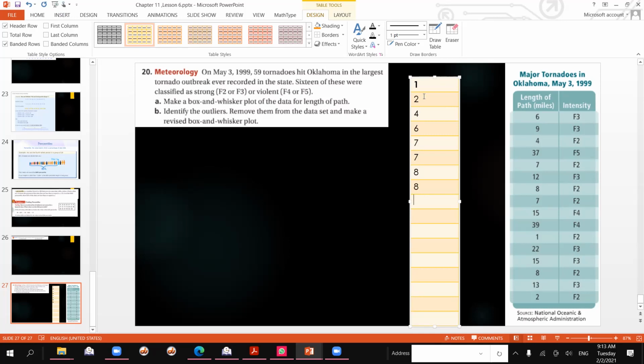Then 9, 9, 9, 12, then 12, 12, 13, 13. No, we have 13, and then we have 13, then two 15s, yes. Then 22, 37, and 39. So here we have them. We must have 16, right? 1, 2, 3, 4, 5, 6, 7, 8, 9, 10, 11, 12, 13, 14, 15, 16. Here I have 1 through 16.